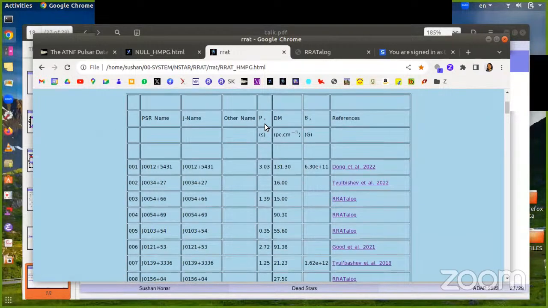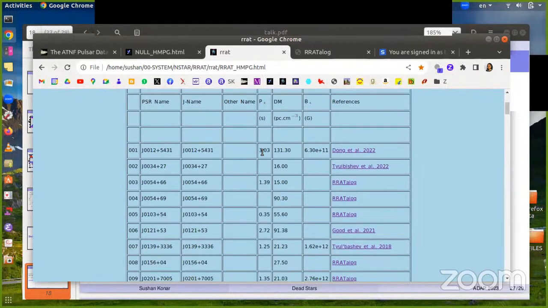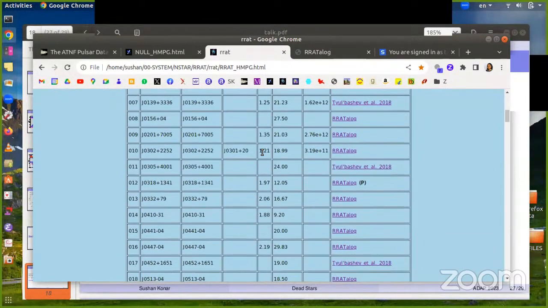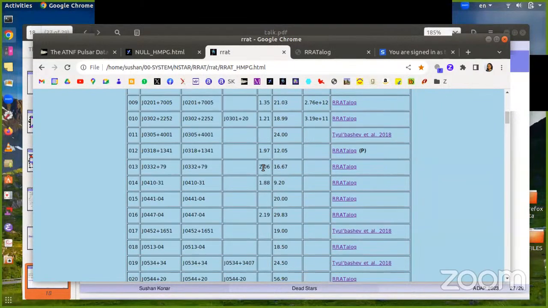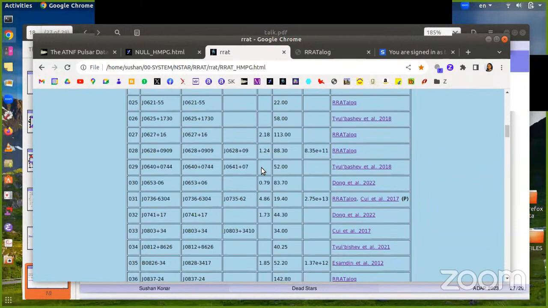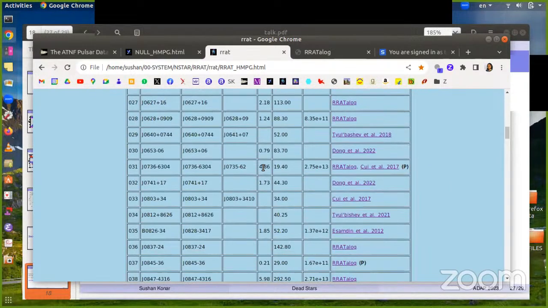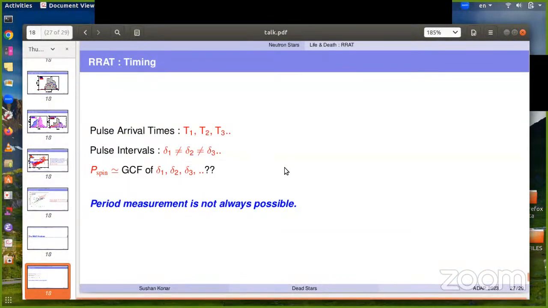So here what we have done is consider this column, which is the spin period, and this column, which is the magnetic field. Now in the column of spin period, you will see many blanks. There are very many blanks in this column, but even in the other column, there are many blanks. That means we know a particular object is an RRAT, but we do not have a period measurement. So you will ask me why. It is because of this reason.